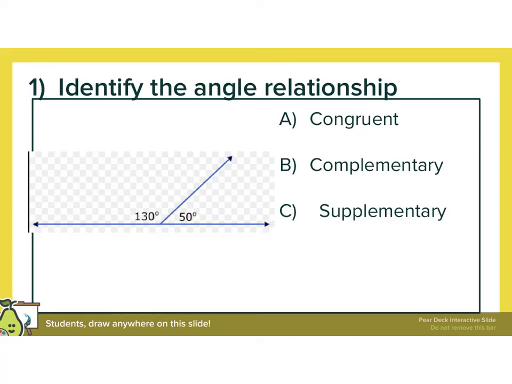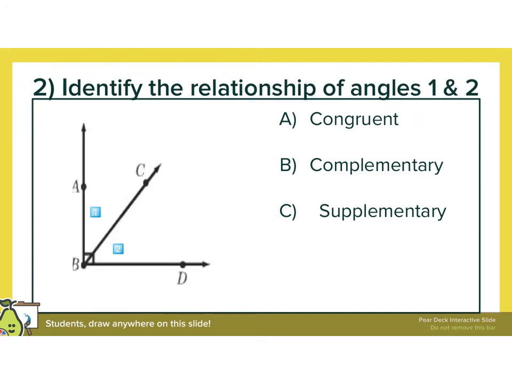So let's look at these practice problems. Identify the angle relationship. So I have two angles, these two angles here. If I add them together, 130 plus 150 is 180. They also make a straight line. That makes them supplementary because complementary is 90 and congruent means they're equal.